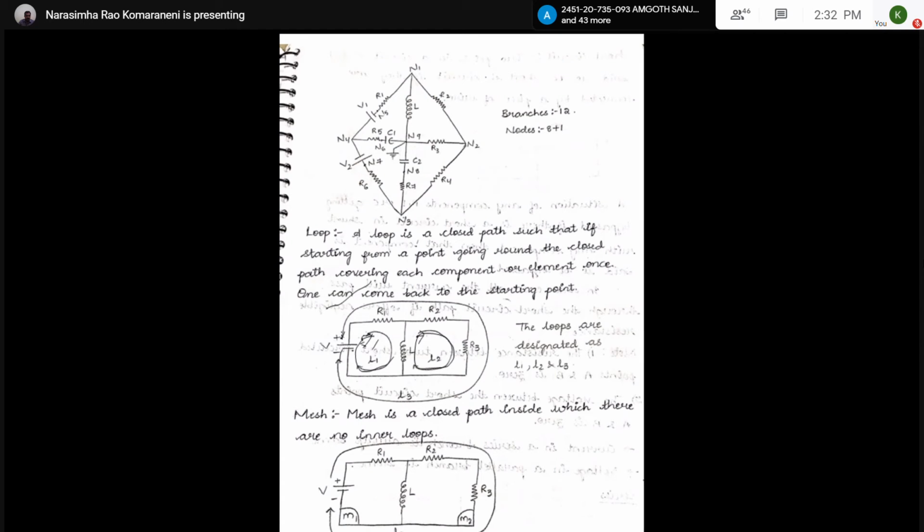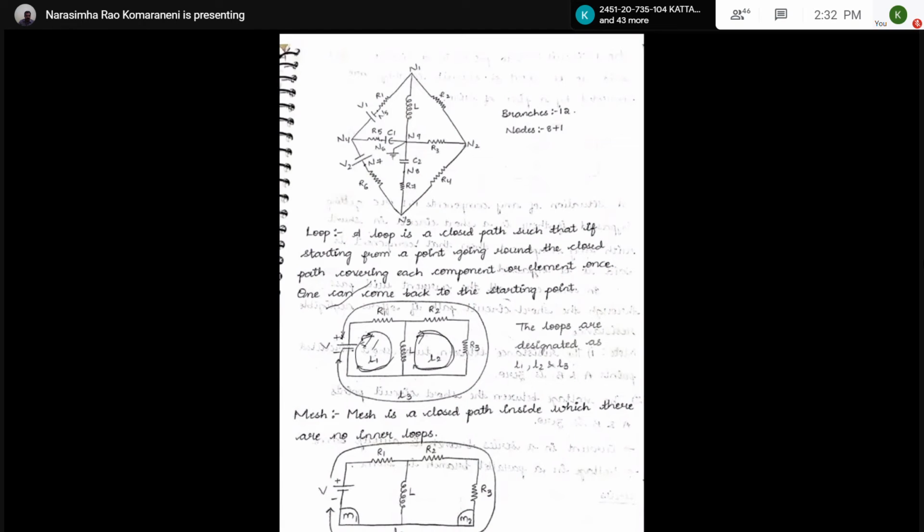The next, coming to the mesh. What is a mesh? A mesh is a closed path inside which there are no inner loops. What is the difference between loop and mesh? A mesh is also a closed loop, but it doesn't have any inner loops.